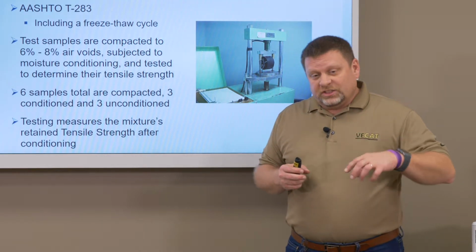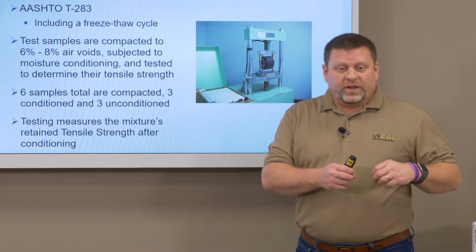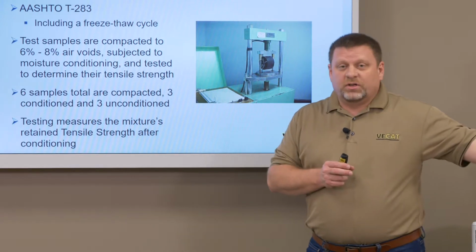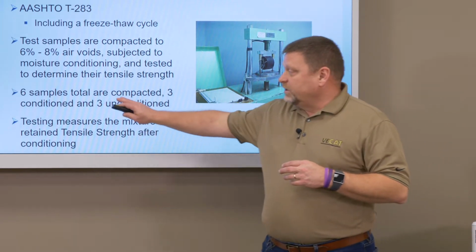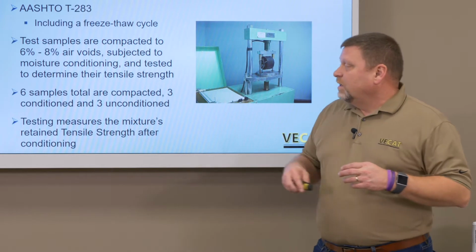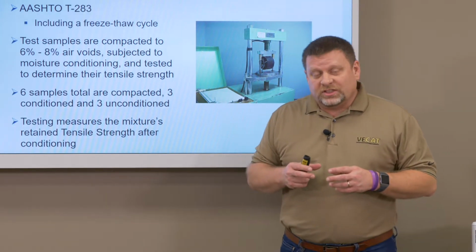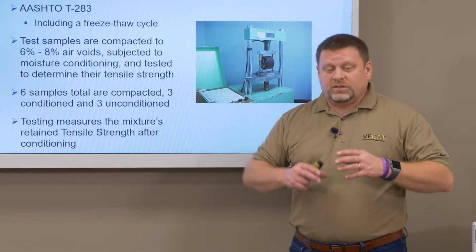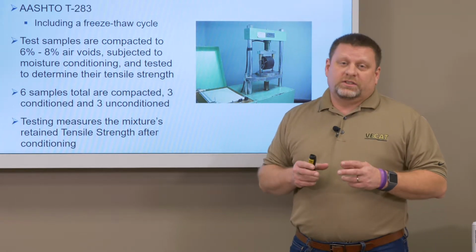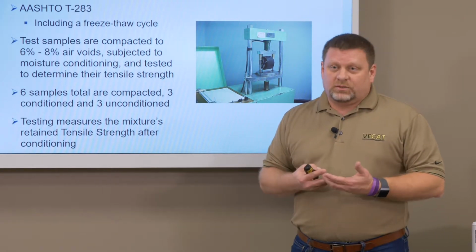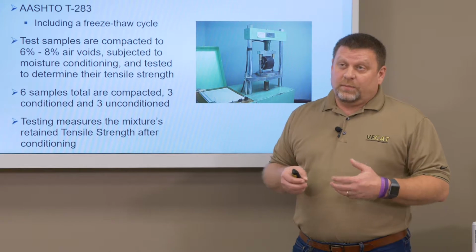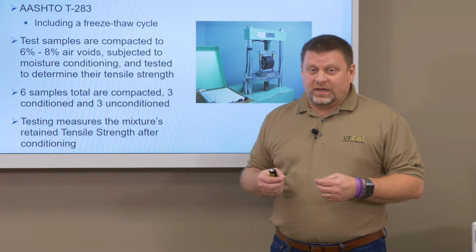The unconditioned set, you've measured your void content, you're done. You're going to set them on a shelf for a couple days while your conditioned set continues through the process. What happens with the conditioned set is you take 3 of those pills that you've decided will be your conditioned set, and you vacuum saturate them. You vacuum saturate them between 50 and 80% saturation.